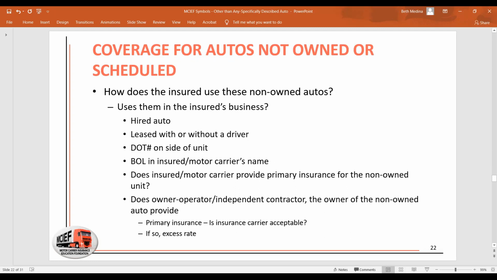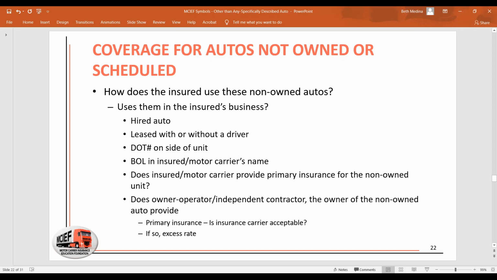So, consideration for our own schedule. How does the insured use these non-owned autos? They use them in the insured's business. That's a hired auto. Lease with or without a driver, that's the difference between Hertz, Ryder and Penske versus an owner-operator. In all cases, the OT number must be on the side of the unit. The bill of lading, that's a shipping document, must be in the name of the motor carrier or insured.